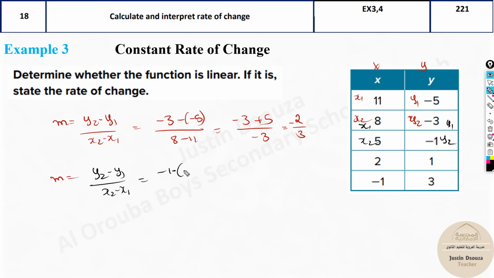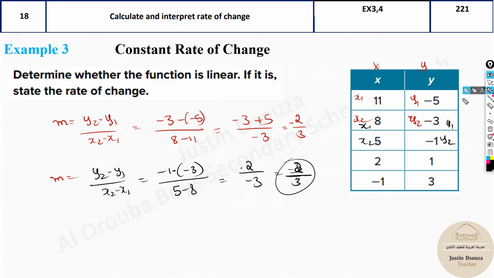-1 minus -3 divided by 5 minus 8. The answer will be what over here? Minus of minus will be plus. So it's +3 minus 1. That is positive 2 divided by -3. It's negative 2/3. It's the same thing. Please do it for the other points as well. But now you can just pick 1, 2, 3 randomly and then check. Okay. Now I know the slope is negative 2/3.